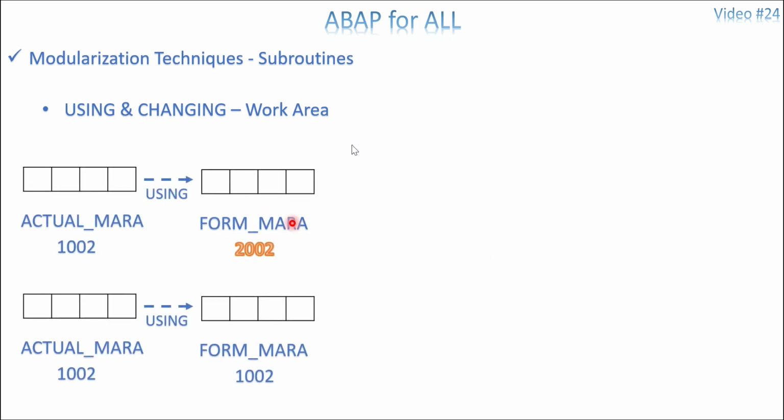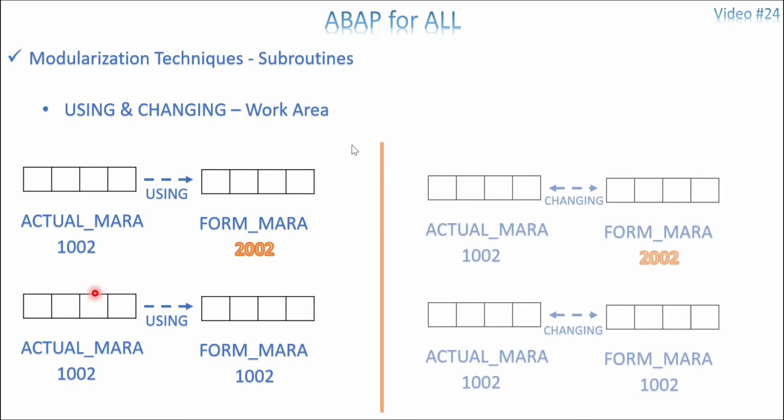So here, this is my actual parameter, this is the formal parameter, and this is the using keyword, which is call by value. If it is call by value, whatever change happens inside the subroutine on the formal parameter won't affect the actual one. And if it is using with call by reference, the addresses are the same. So if there is any change to the formal work area in your subroutine, it affects your actual work area as well.